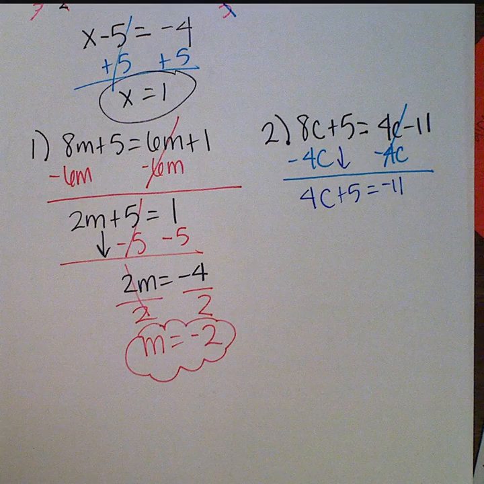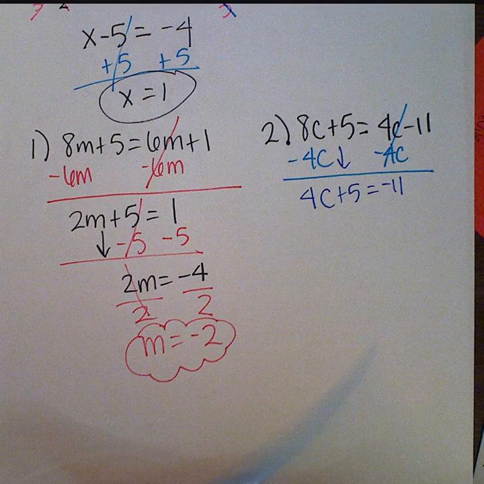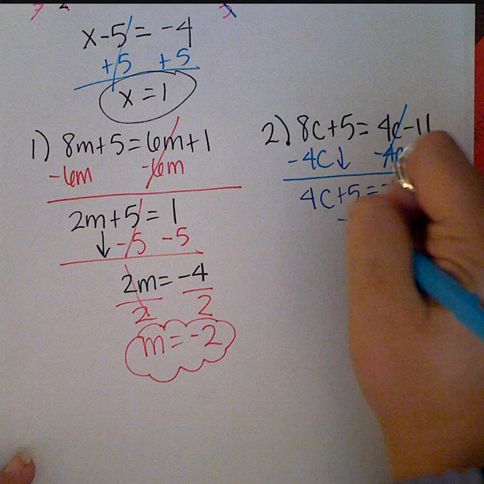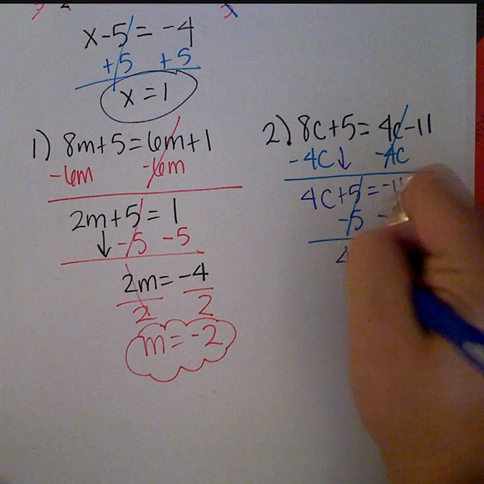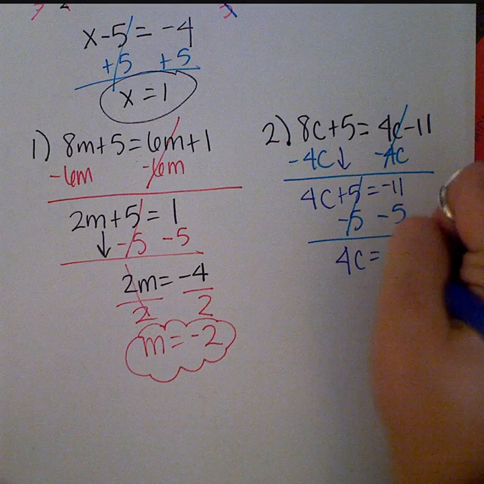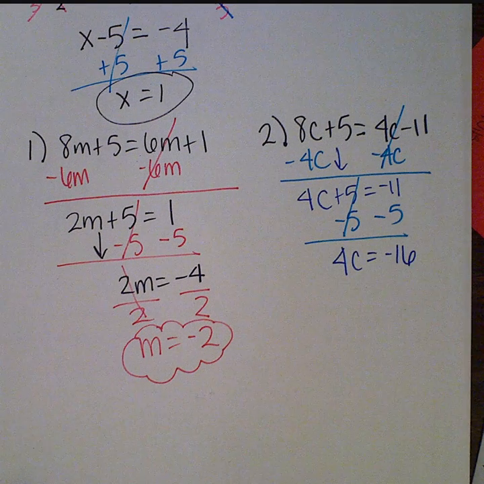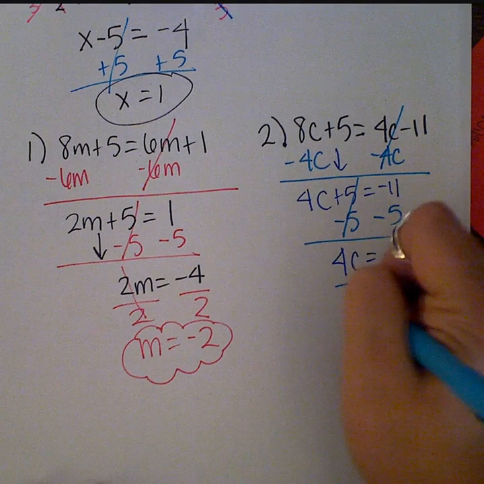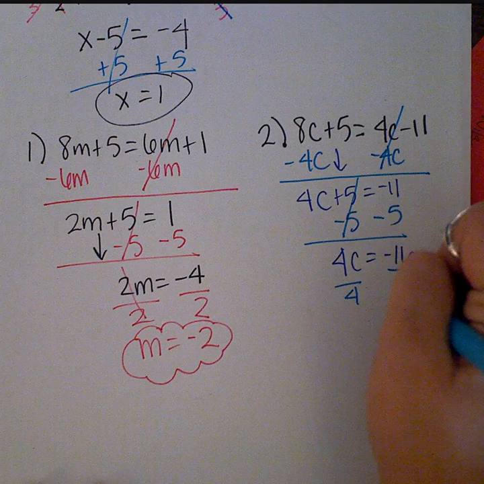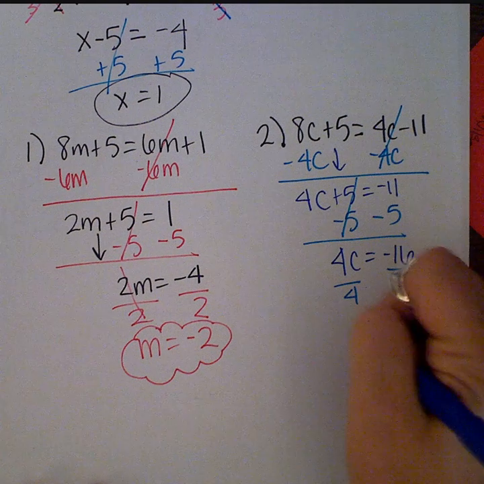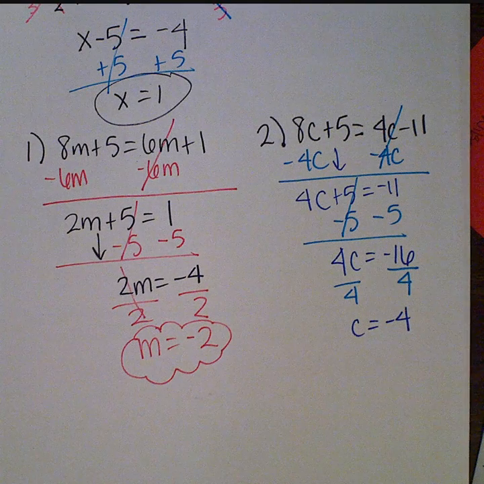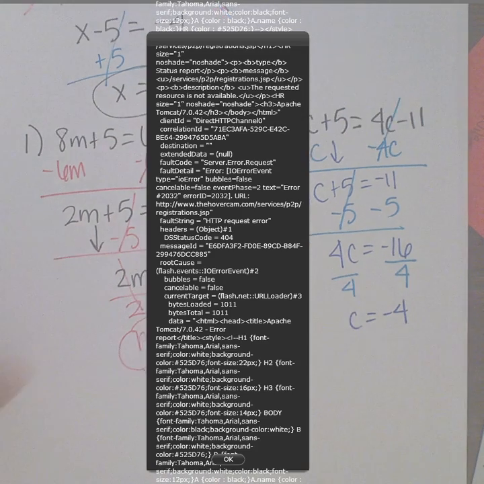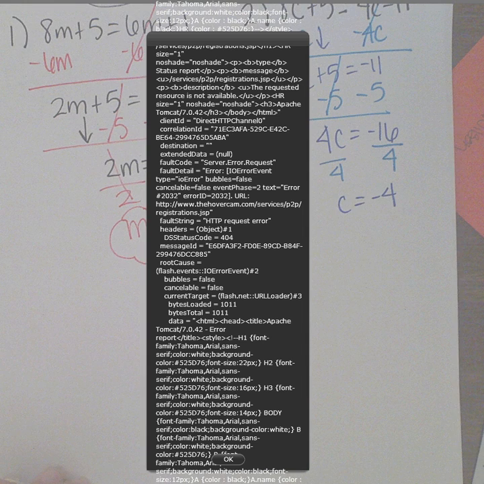All right, what do we do from here? Subtract 5. And then we get 4c equals -16. And what's our last step? Divide both sides by 4. And what does c equal? -4. Alright, so 3 and 4 on your foldable are the same thing. So we're going to scoot down to number 5.